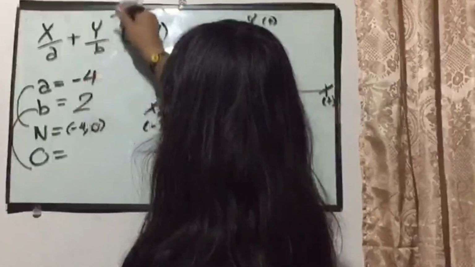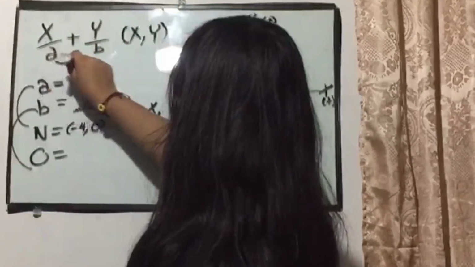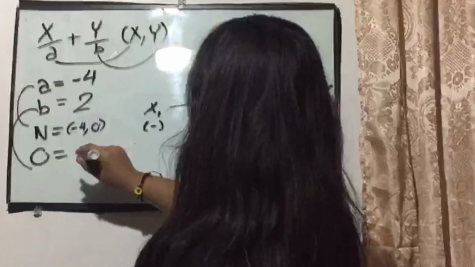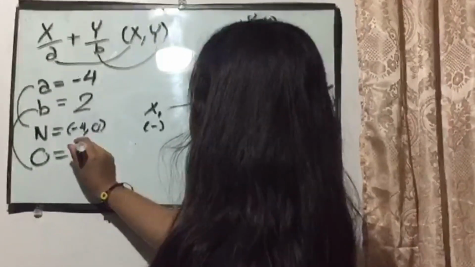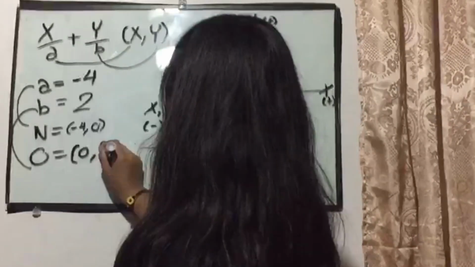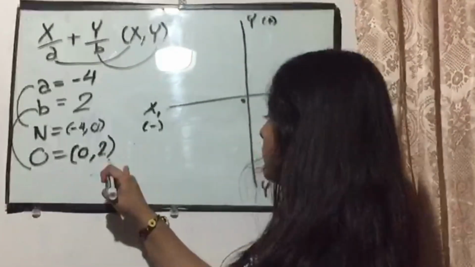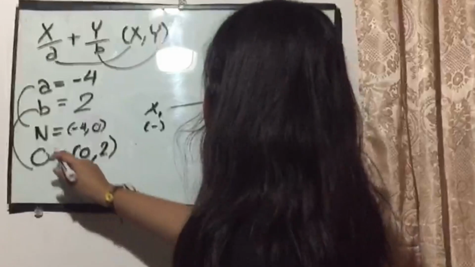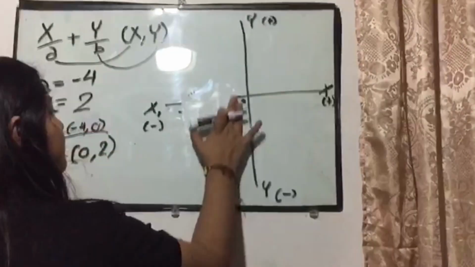The x coordinate of N is -4, and we add 0 for its y coordinate. Same goes for O: it's the y, and it's independent. So we put 0 as the x coordinate and 2 on the other side.